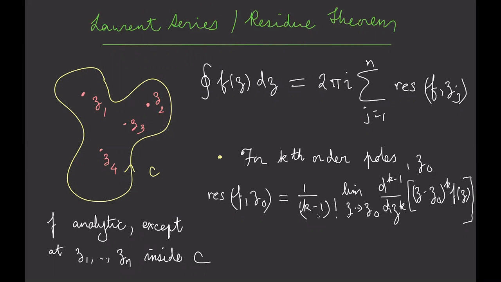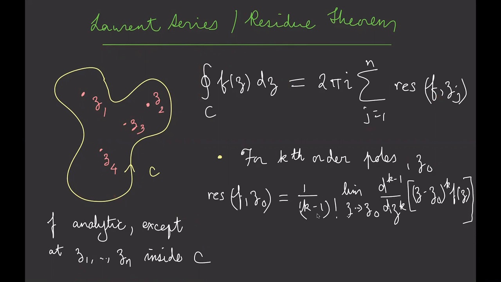What you're trying to do is a contour integral around a closed loop C, and you have these conditions. F is analytic except at a finite number of points Z1 up to Zn, which are inside C. So you have these n different problem points inside C. Then the residue theorem tells you that this integral is just 2 pi I times the sum of the residues of F at each of these points. So that's what it's saying.